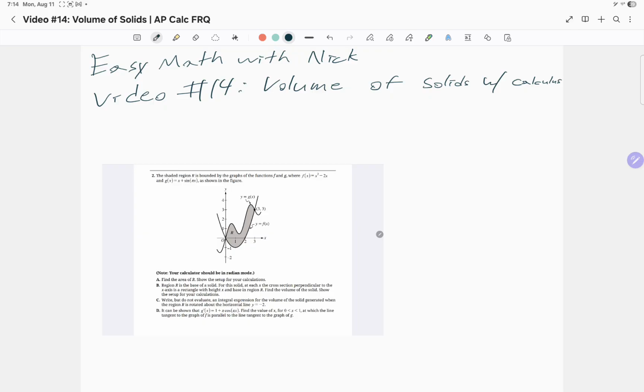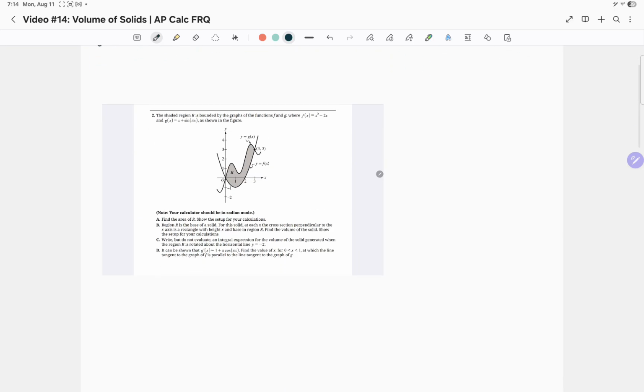Today we're on video number 14, and we are going to be doing an AP Calculus free response question from this year's exam. The topic of this free response question is volumes of solids. This was number 2 for the calculator section, but I'm going to be treating this question as if it was non-calculator. What I mean by that is I'll only be setting up the integral and not plugging in my calculator. We'll see what I mean by that very shortly.